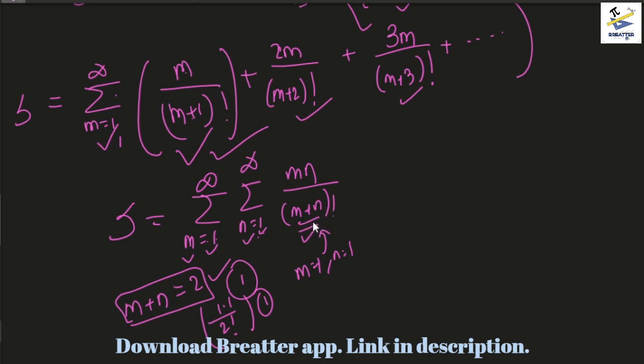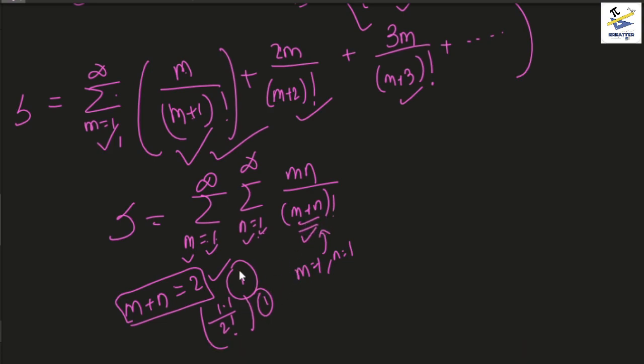Because we are only concerned about how many values m plus n will take, or how many times it will take them. So we see the first value that m plus n takes is 2, and the only way to get 2 is to have m is 1 and n is 1, and it will give you 2 factorial in the denominator, and the numerator would be m into n, which is 1 into 1. So this series, whatever it is, will have a term like this. It has to.